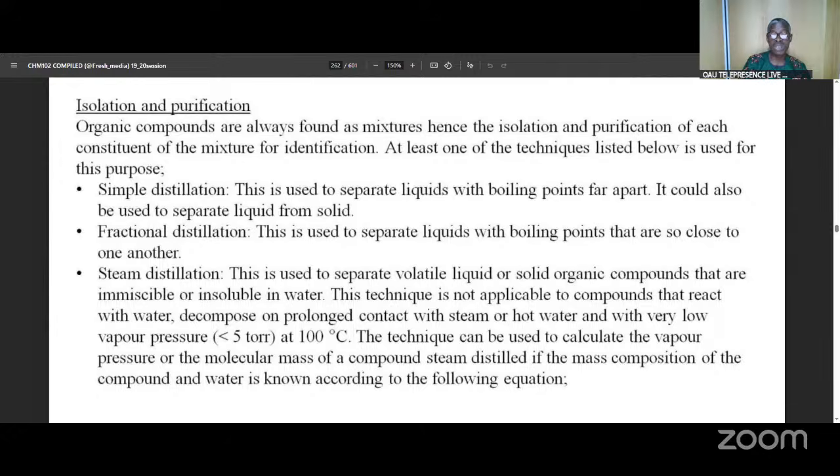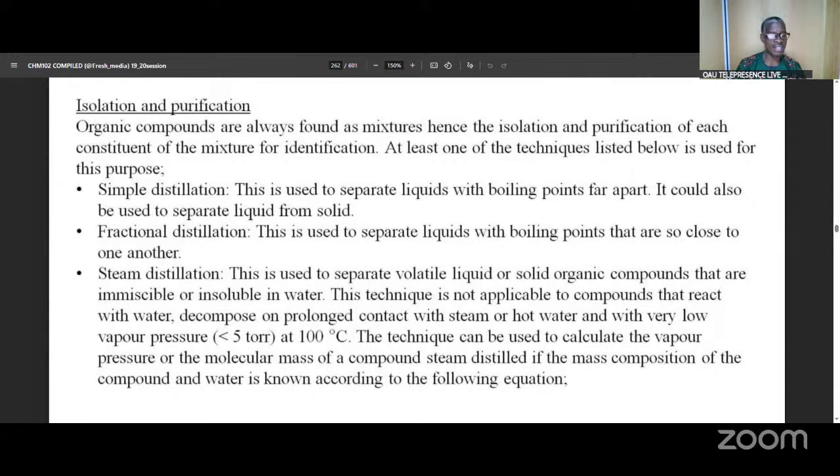Number two is fractional distillation. This is used to separate liquids with boiling points that are so close to one another. For example, methanol has a boiling point of about 64, and ethanol is 78. You can see that they are so close. So for this, you can use fractional distillation.